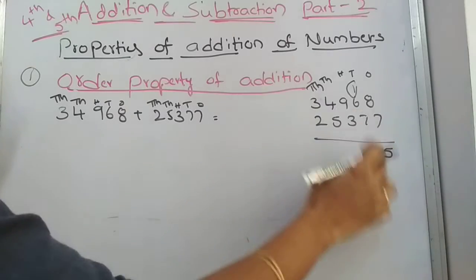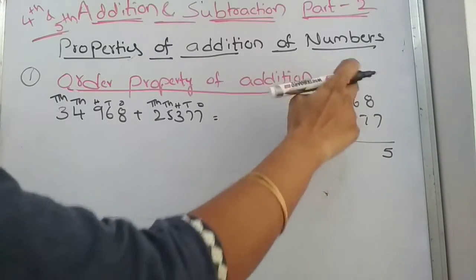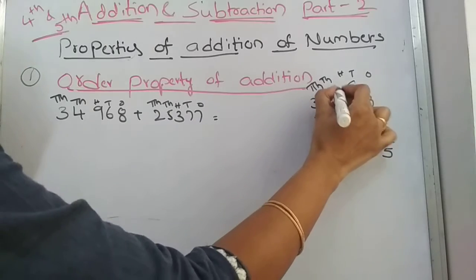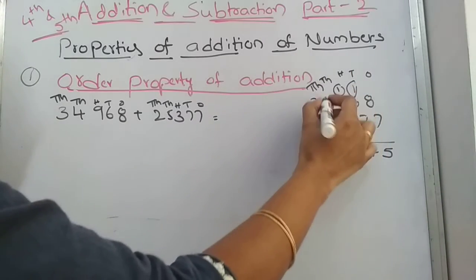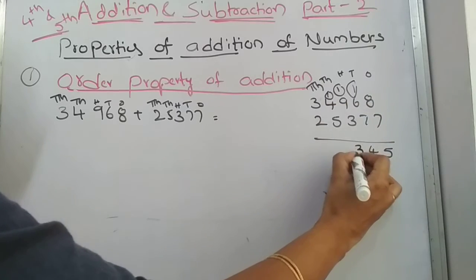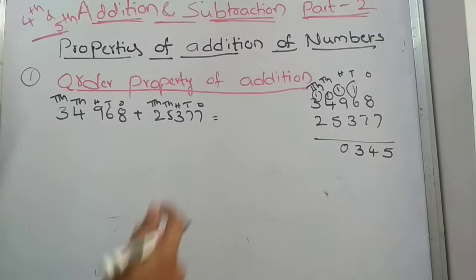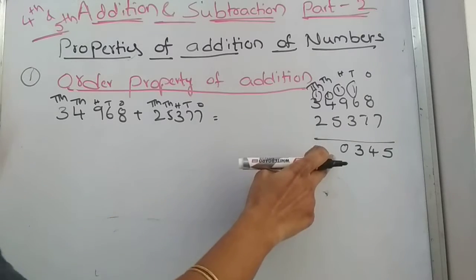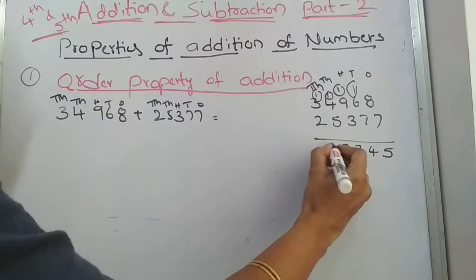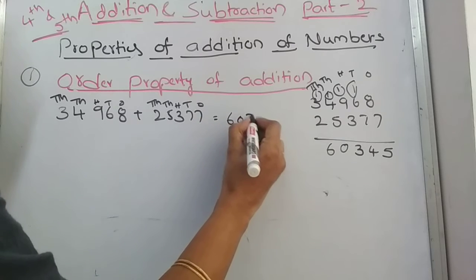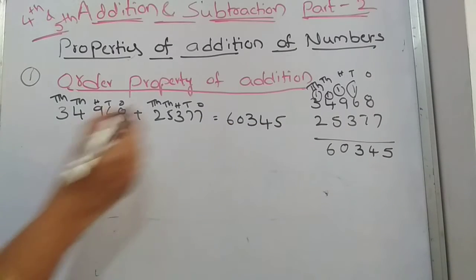Okay, 8 plus 7, 15. 5 is in the ones place and 1 is carried over to the tens place. So 6 plus 7, 13, plus the carry 1, 14. Okay, 1 is carried over here. So 9 plus 3, 12, plus 1, 13. 4 plus 2, 6, plus 1, 7. Okay, so what is the answer? Again, interchanging the places.